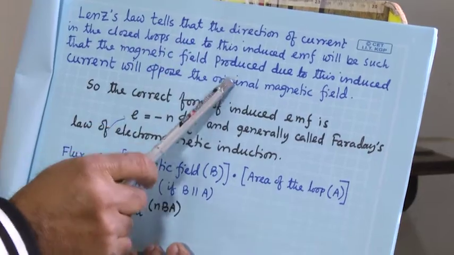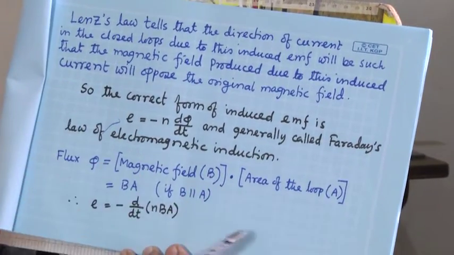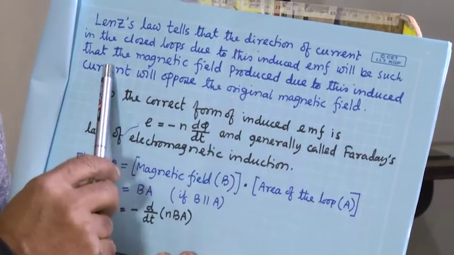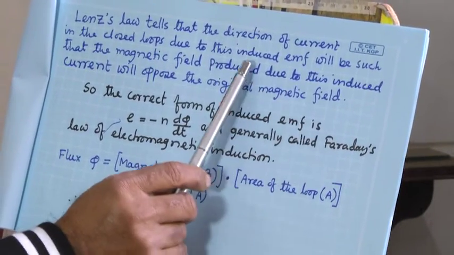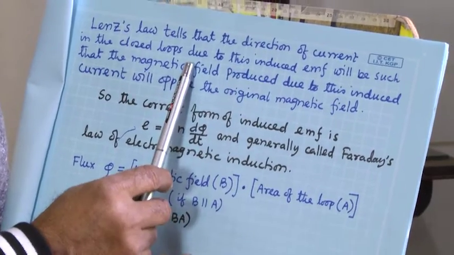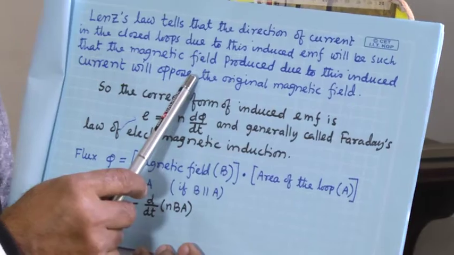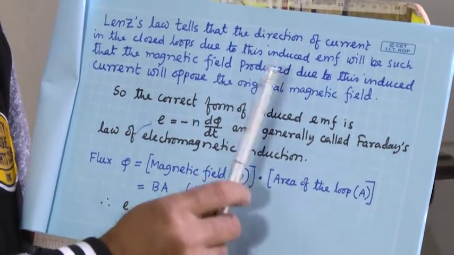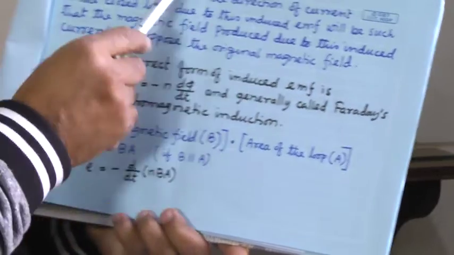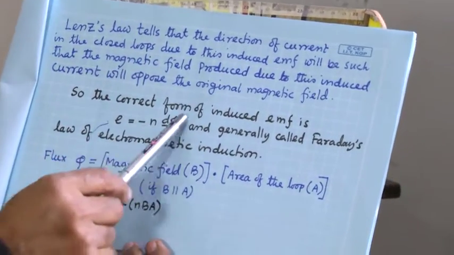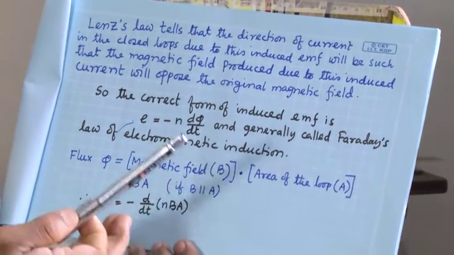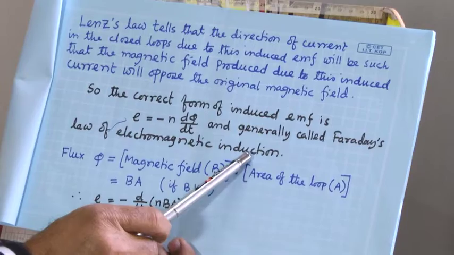So, Lenz's law tells that the induced magnetic field should oppose the original magnetic field. Okay. So, the induced EMF direction or induced current direction should be such that this induced magnetic field will oppose the original magnetic field, it will not favor it. That is Lenz's law. Combining these two laws, the correct form of the induced EMF is minus n d phi by dt, and generally we call it Faraday's law of electromagnetic induction.